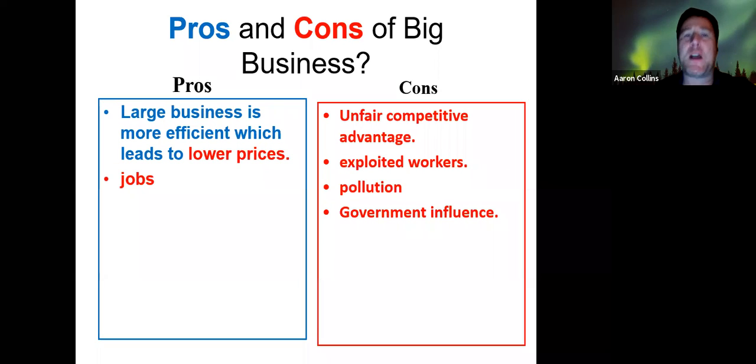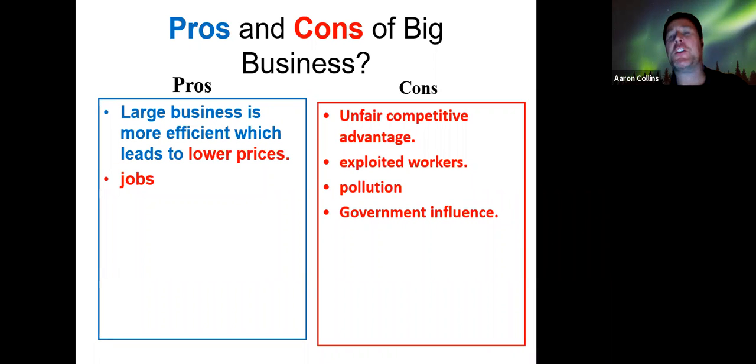Okay, where do you buy your things from? And do they give you good prices? Probably. Do they provide jobs? Yes. Are they good jobs? Maybe not. Okay. All right, moving right along.